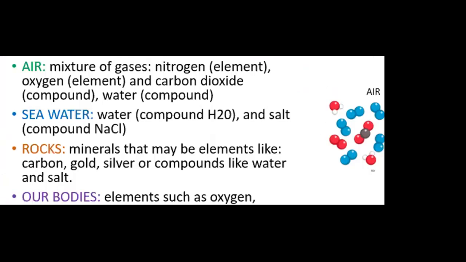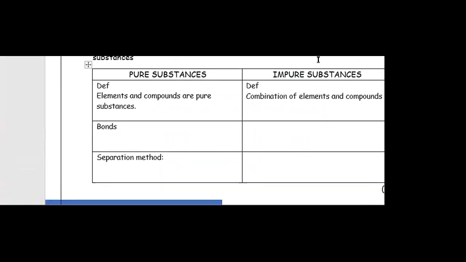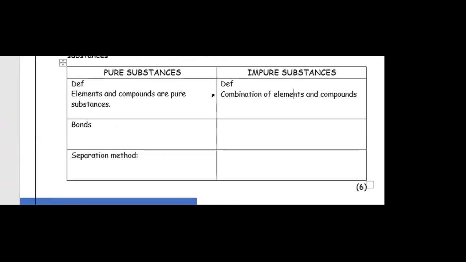But if we look at water on its own, water is a compound because it's only made up of 2 atoms bonded together, all right? And water is also a pure substance. Okay, so the definition would be a substance made up of a combination of elements and compounds.